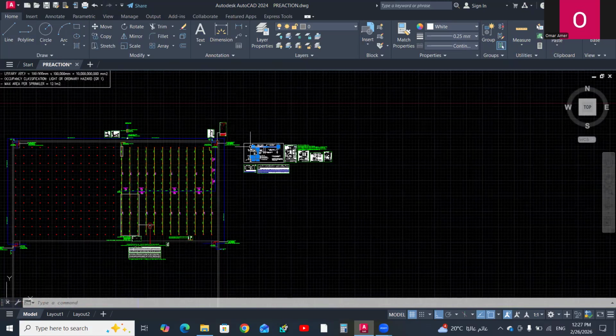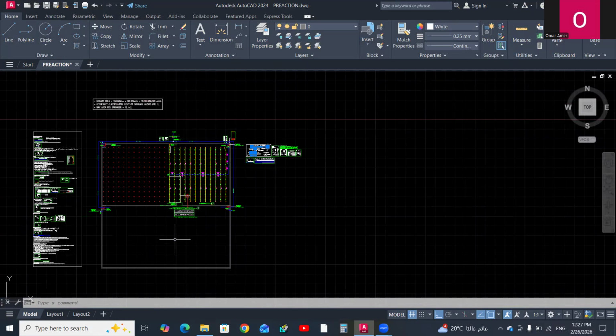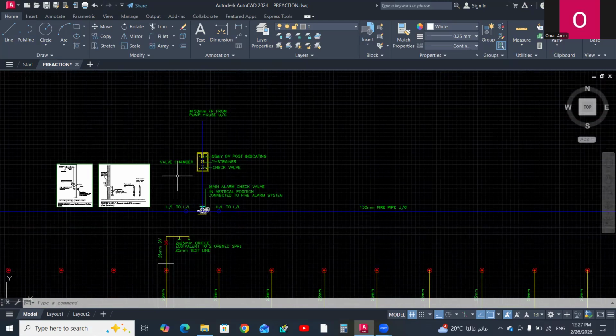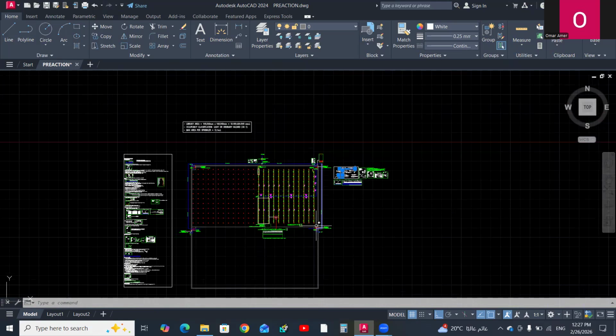Let's talk about a real example. This is a freezing area or cold storage area. The total area is 100 meters long and 100 meters wide.